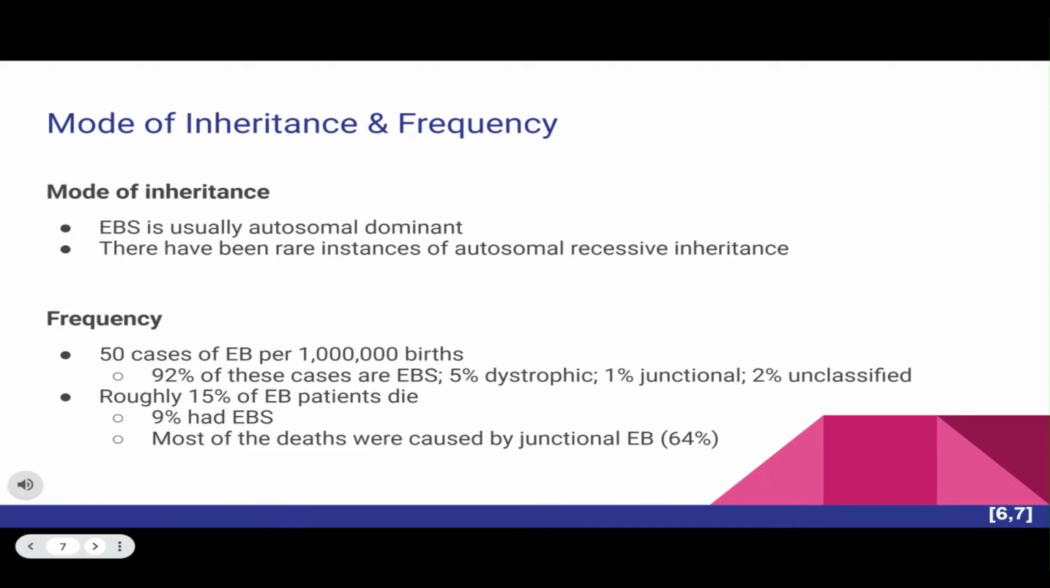A study in the Netherlands estimated that roughly 15% of EB patients died, and of those patients who died, 9% of them had the simplex variant, but most of the deaths, about 64%, were caused by junctional EB.